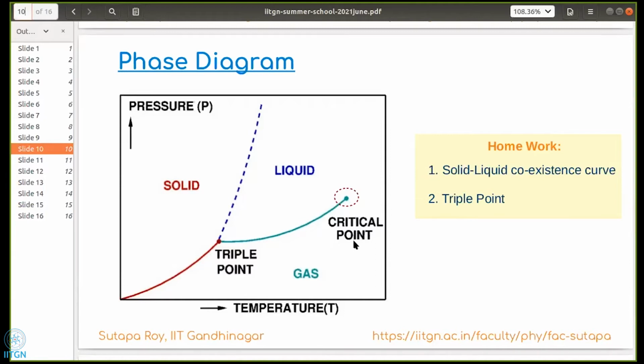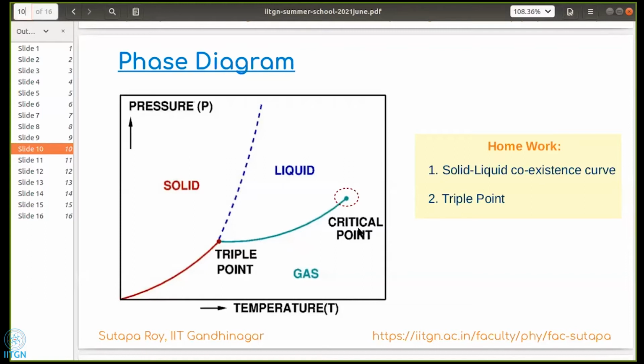I will not get into the detail of that. If you want to know, I urge you to pick up any textbook on statistical mechanics and have a look at the phase diagram and the phase transition part. Please do that as homework, and try to see if you can understand why this continuous phase transition is known as a second order phase transition. So please take that as the homework for today evening.